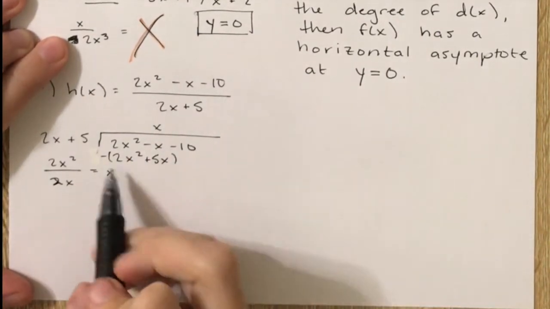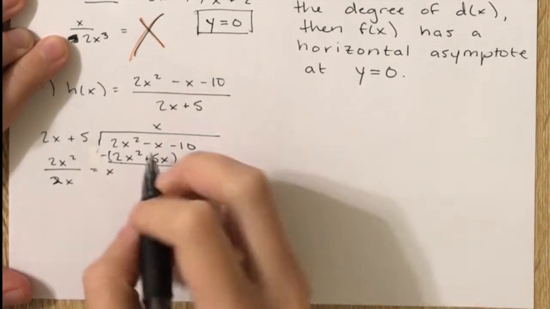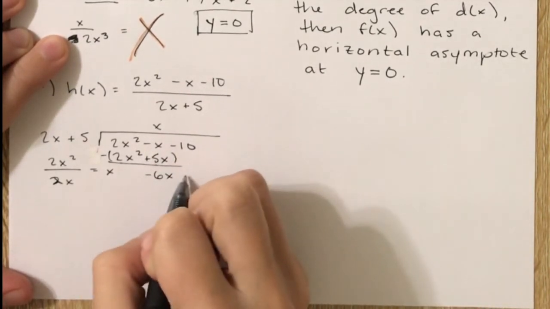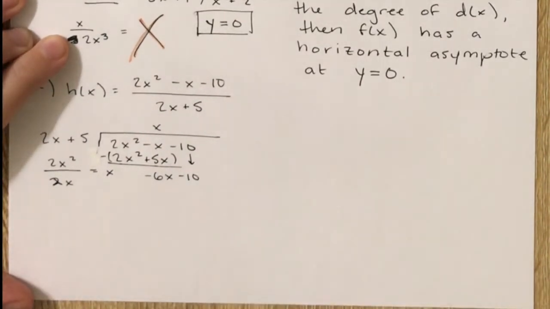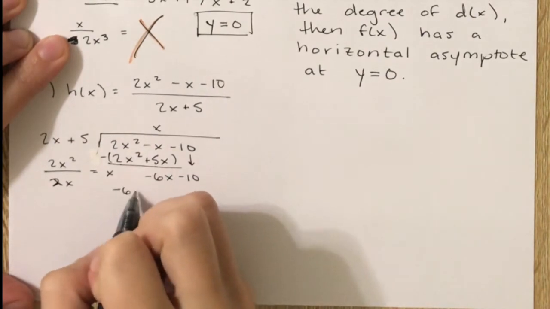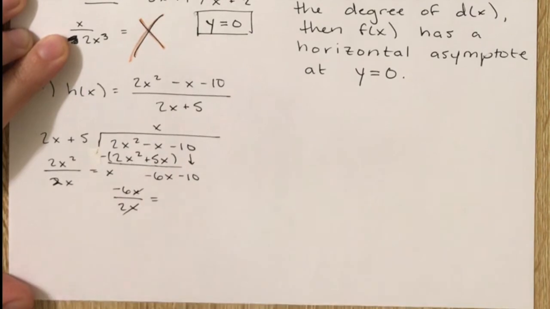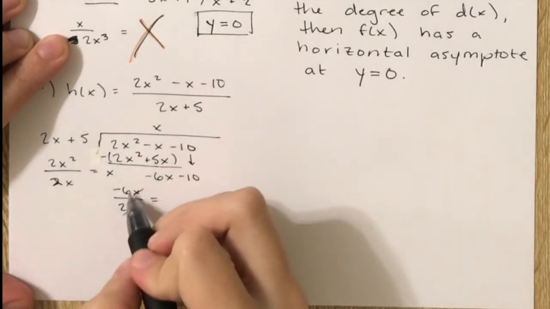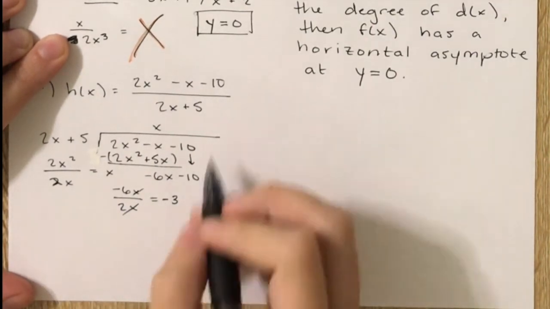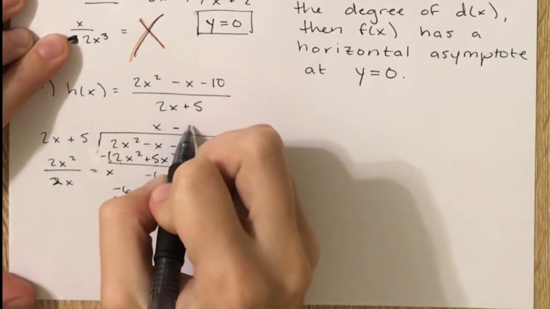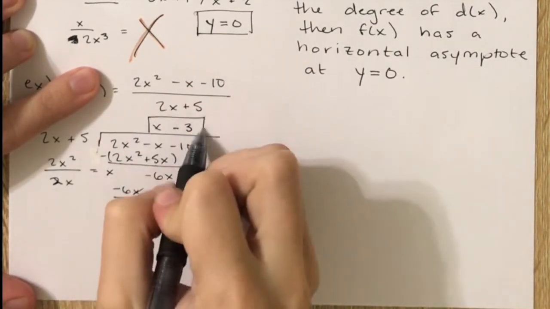So we have minus this. This is going to be 0. Negative x minus 5x is negative 6x. We can bring down this negative 10. Again, we divide first term by first term, so we have negative 6x divided by 2x. The x's are going to cancel. We end up with negative 6 over 2, which is just negative 3. That's going to go directly above our constant, negative 10, so we have negative 3 up here. So this time we have a quotient of x minus 3.